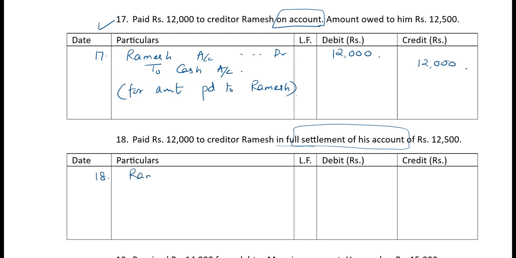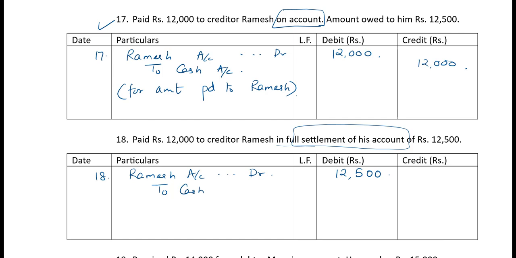First account is Ramesh account. We are paying him. 12,500 is reducing from the amount of the liability. So we'll debit Ramesh account. Decrease in liability is debited. So we'll debit Ramesh account with 12,500.